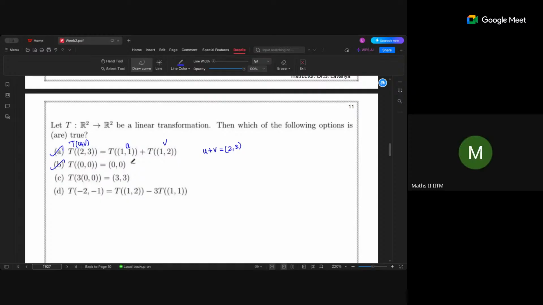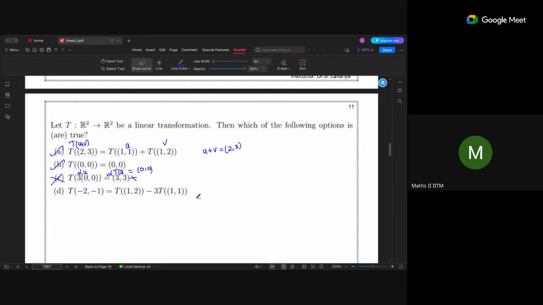Yes, T of 0 should be 0. What about this one? Wrong. 3 into (2, 0) is not 3. It should be (0, 0). Yes. So this is alpha times u should be equal to alpha times T of 0. And we know that if T is linear, T of 0 should be (0, 0). So this is not correct. Right?